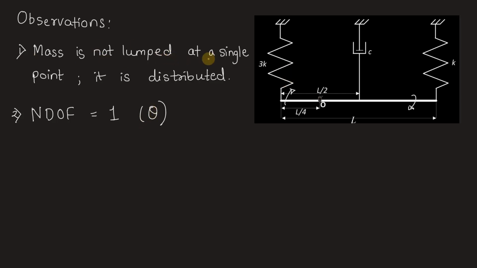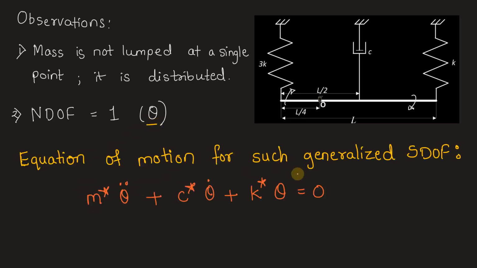Now as the mass is not lumped at a single point, the system is of the type generalized single degree of freedom system. And there is only one generalized coordinate, that is theta. Equation of motion for such generalized single degree of freedom systems is given as m star theta double dot, where m star represents an equivalent mass. It will not directly be the mass. Similarly, c star theta dot and k star theta, both c star and k star being the equivalents of damping and stiffness.